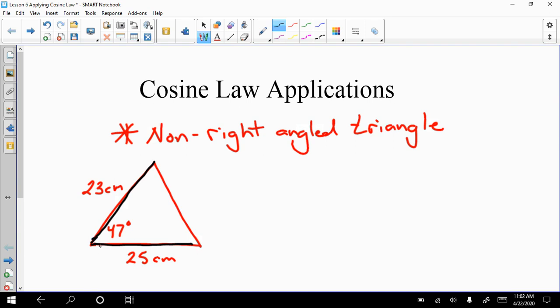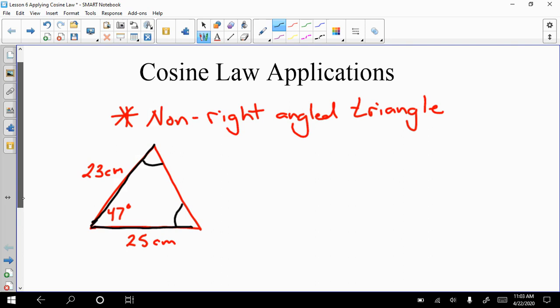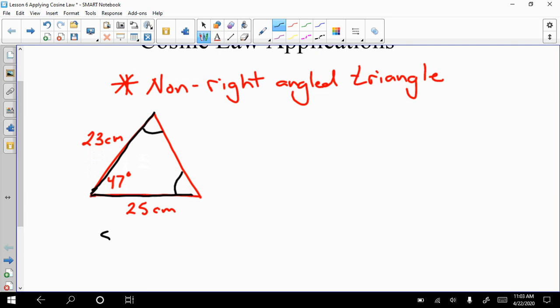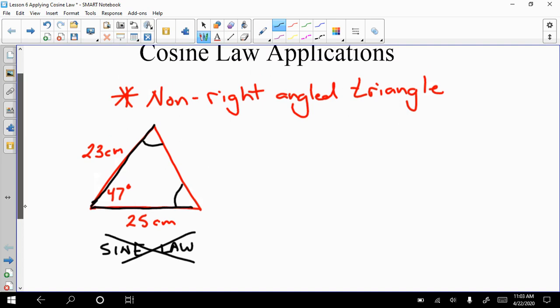In that circumstance, there's no way that you can get an angle and its opposite side. Look at this. I don't have enough information to get this angle or this one because I only have the one angle. And I don't have the side that's opposite 47, so I cannot use sine law. In this situation, sine law does not work. I'm going to put sine law down and put an X through it. You can't use it. So unfortunately, you'd have to use cosine law.